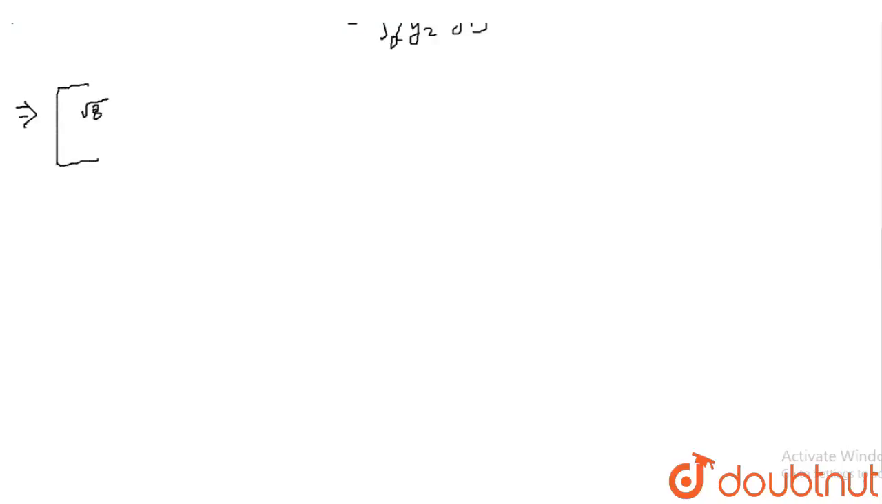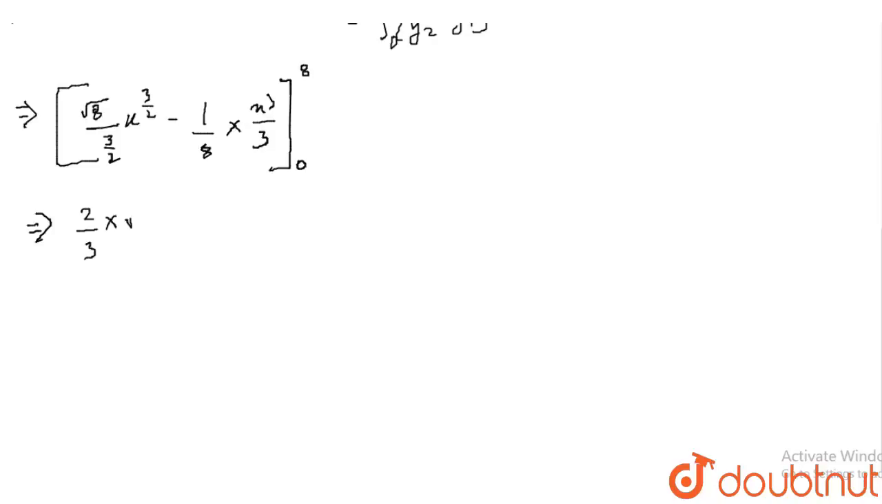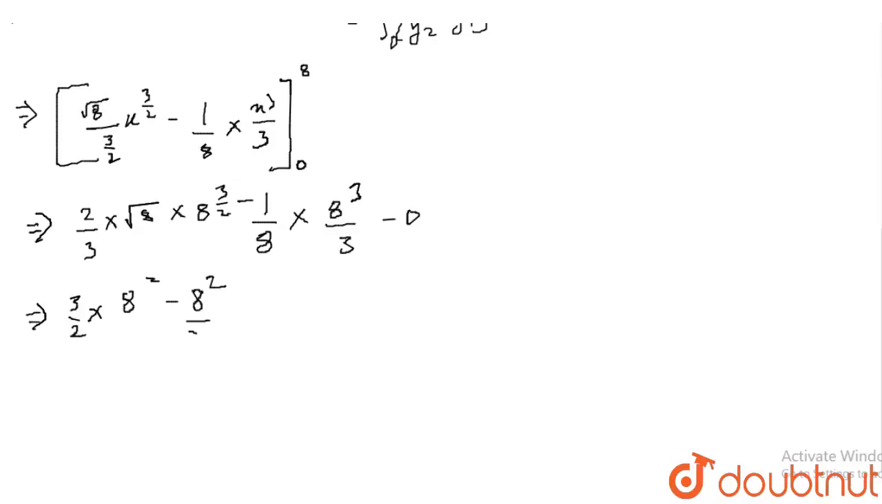That will be root 8 multiplied by x raised to the power 3 upon 2 divided by 3 upon 2, minus 1 upon 8 multiplied by x cube upon 3, limits 0 to 8. Now that will be 2 upon 3 multiplied by root 8 multiplied by 8 raised to the power of 3 upon 2, minus 1 upon 8 multiplied by 8 cube upon 3, minus 0. So that will be 2 upon 3 multiplied by 8 square minus 8 square upon 3.